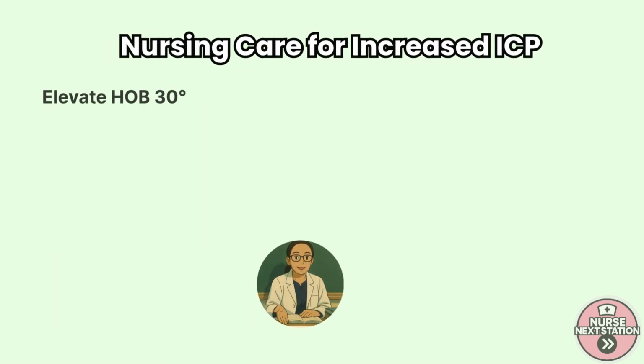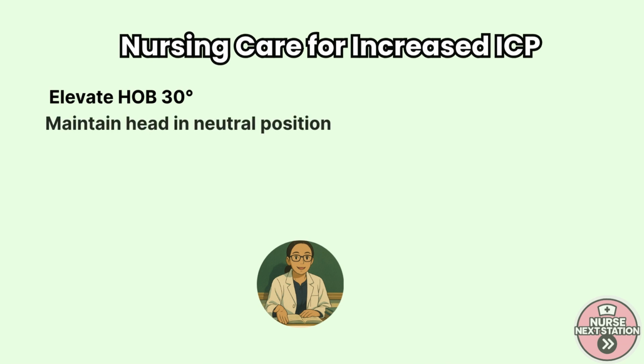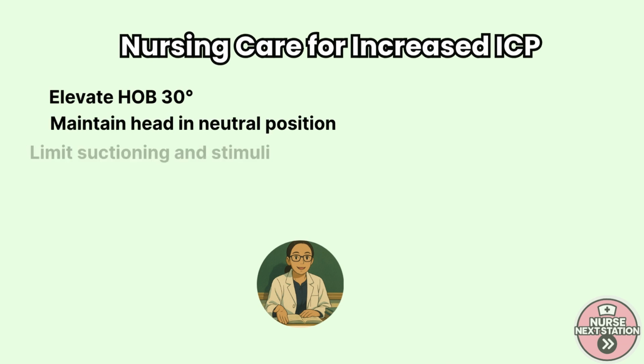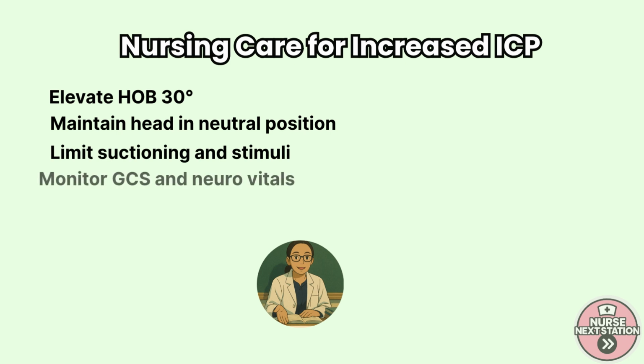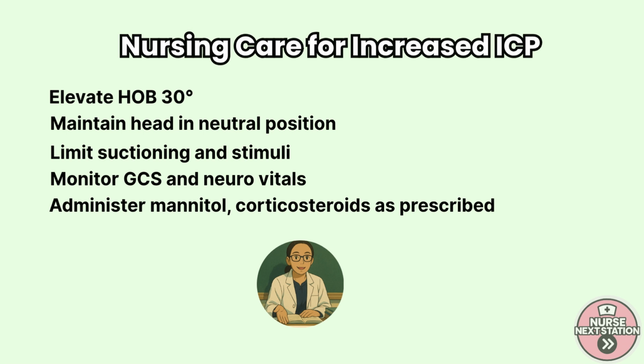Nurses must maintain the patient's head midline and elevate it at 30 degrees to promote venous drainage. Avoid suctioning unless absolutely necessary, and monitor neuro-vital signs closely. Administer osmotic diuretics like mannitol, steroids if ordered, and alert the physician to any sudden changes in level of consciousness.